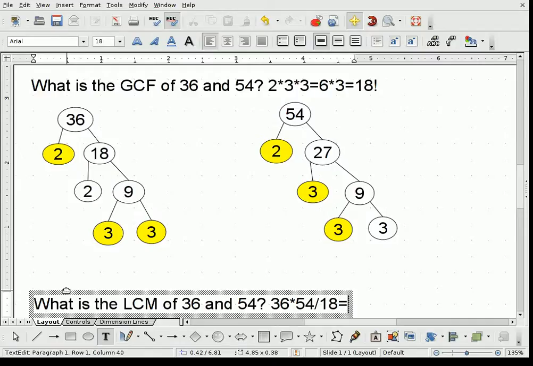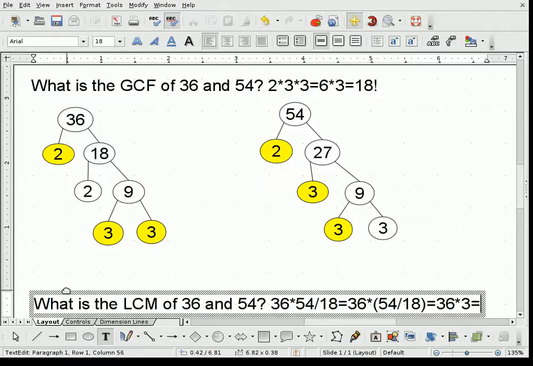Now this looks kind of ugly, because 36 times 54 is a pretty big number. But one thing we can do is, let's not figure out the product of 36 and 54. Let's figure out the quotient of 54 divided by 18 first. That's easier, because 54 divided by 18 turns out to be just 3. So the answer is 36 times 3, which in this case is 108.